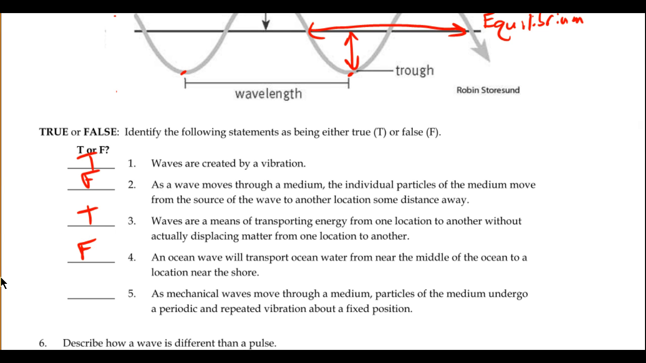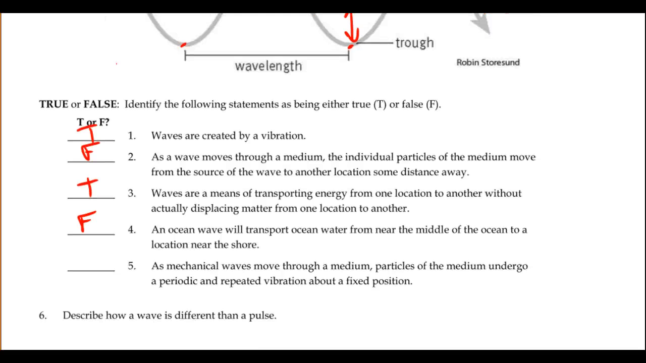The ocean wave transfers the energy, but it does not transfer anything in terms of the water molecules themselves. They move in some kind of, actually mostly a circular pattern, and stay in their own location. And 5 is going to be true. The individual particles of the medium undergo a periodic and repeated vibration. Part of studying waves is simple harmonic motion, so a motion that repeats itself over and over again.